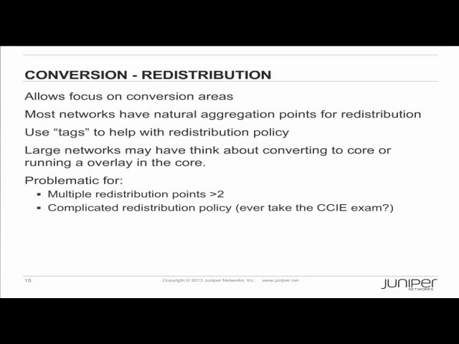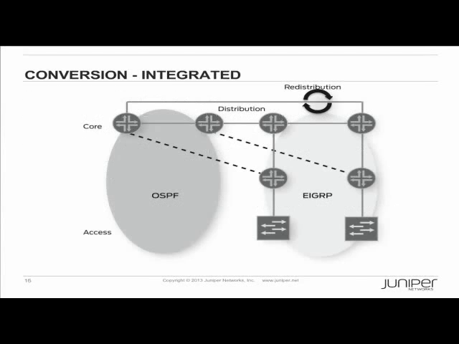Learning the EIGRP route into OSPF and then OSPF giving that same route back to EIGRP. You get a lot of those types of issues. So if you've ever attempted the CCIE exam, multiple redistribution policies is one of the key gotchas that they like to throw into the exam. So if you're not comfortable with complicated redistribution policy, this model might not be the best for you.